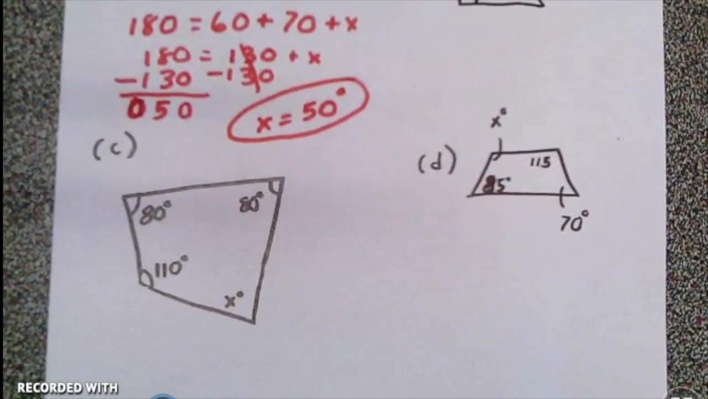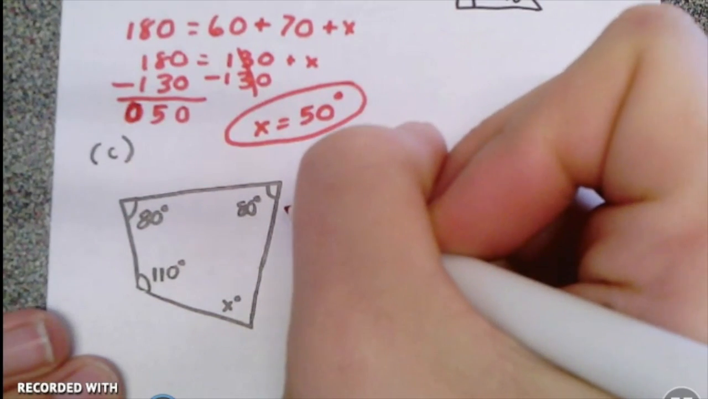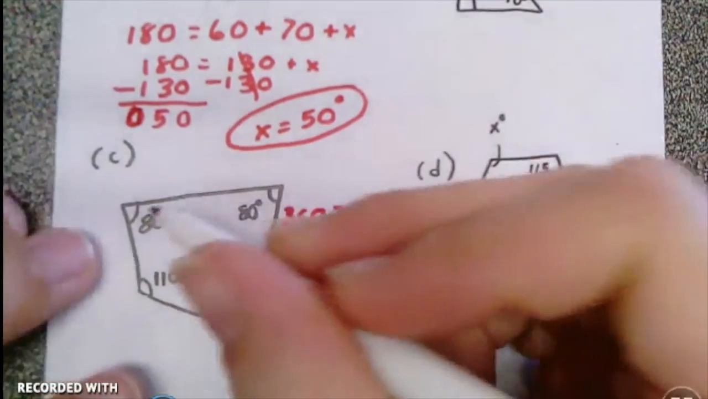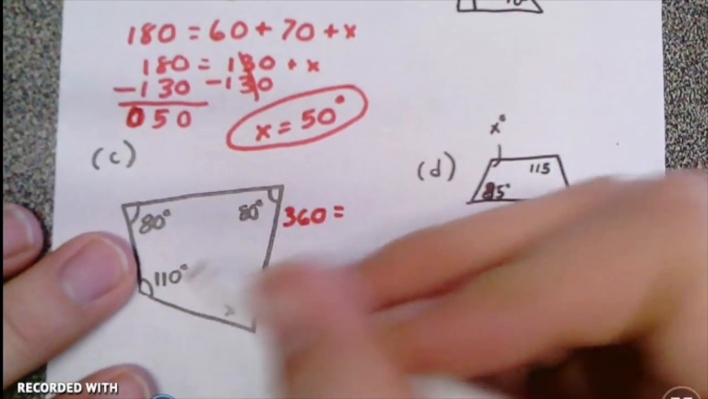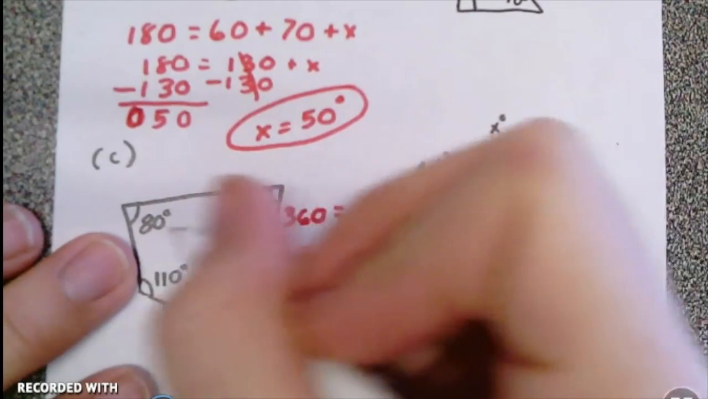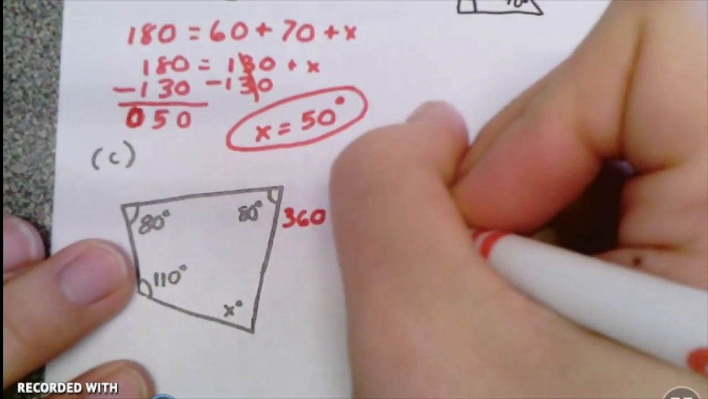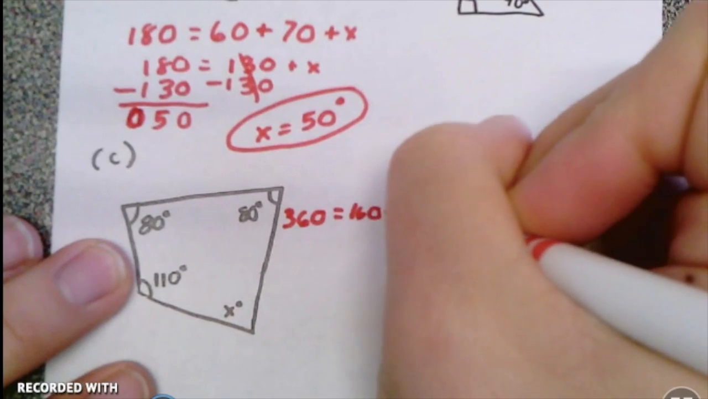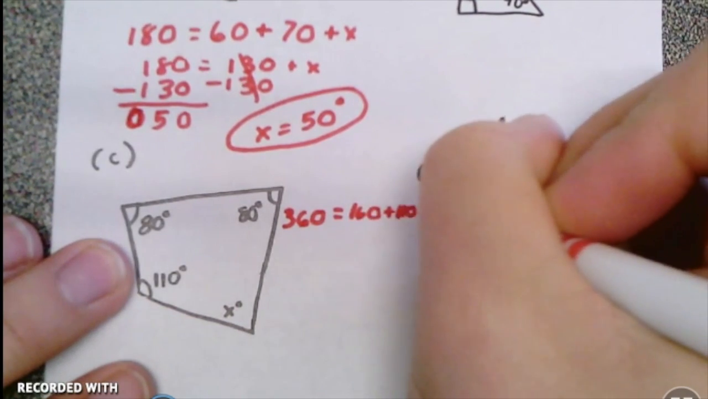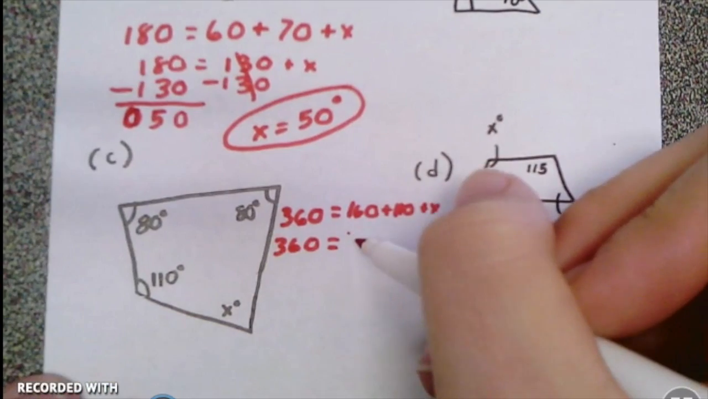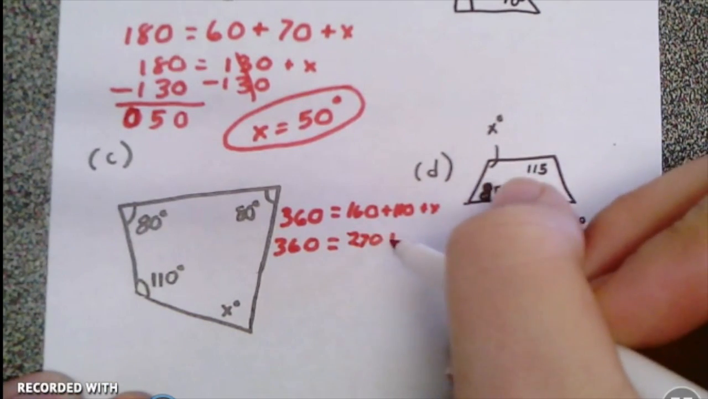All right, example C. I'm going to do the exact same thing, but because it's a quadrilateral, I'm going to have them add up to 360. I'm going to have to write small here to make room for the other one. So 360 equals 80 plus 80 plus 110 plus x. For room's sake, I'm going to add these before I write it. 80 and 80 is 160 plus 110 is 270.